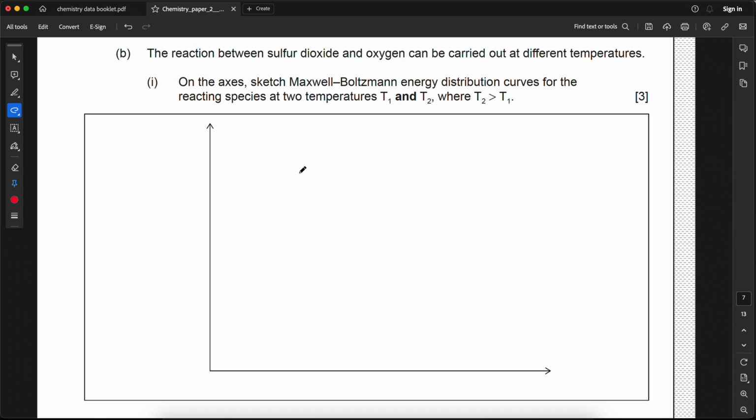The reaction between sulfur dioxide and oxygen can be carried out at different temperatures. On the axis, sketch Maxwell-Boltzmann energy distribution curves for the reacting species at 2 temperatures, T1 and T2. T2 is higher compared to T1. So T2 is the higher temperature and T1 is the lower temperature. So the curve will be like this. Let me just make it a little bit better. So this should be like this.